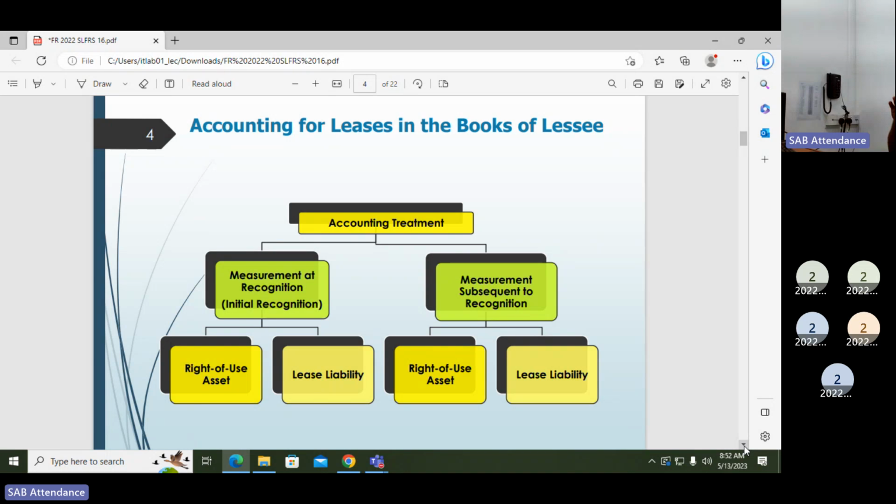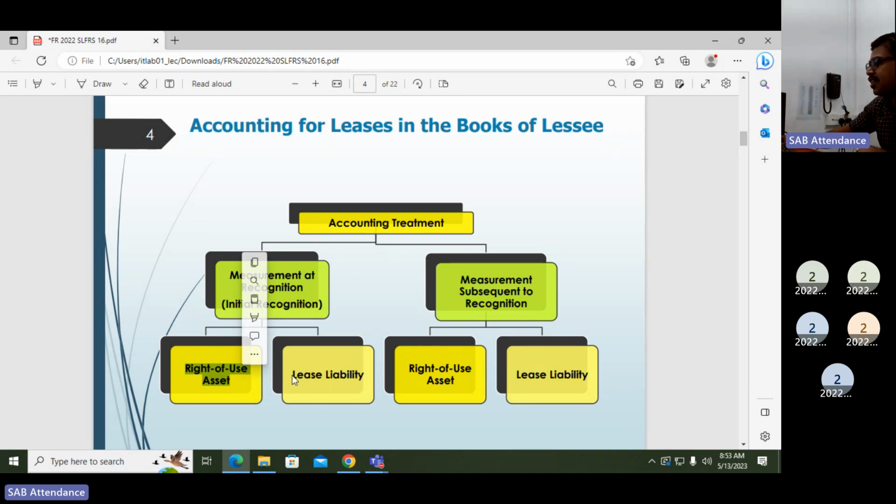Say, for example, you want to open a branch, a sales outlet, not in your own building but in a leased, rented building. So you enter into a lease agreement for a period of 5 years. Then you can't recognize the building as an asset. You only have the right to use the building for a period of 5 years. So that asset we call the right of use asset.